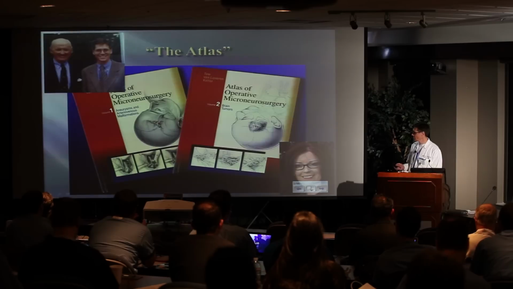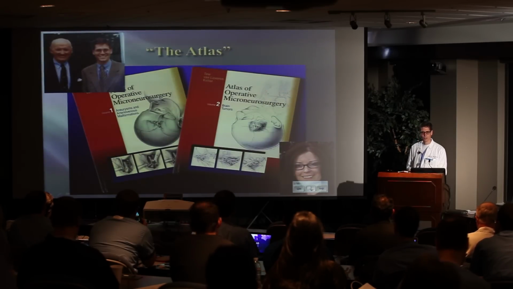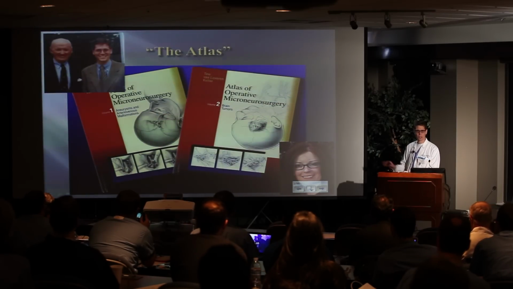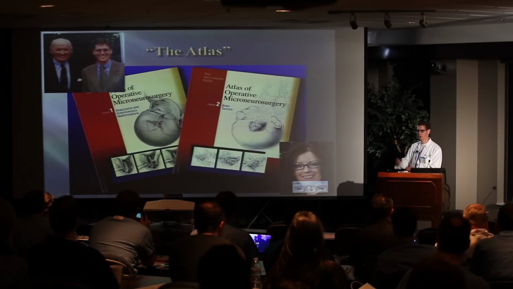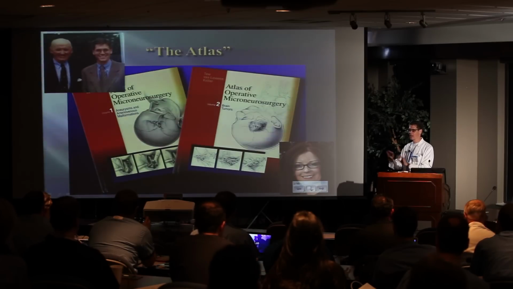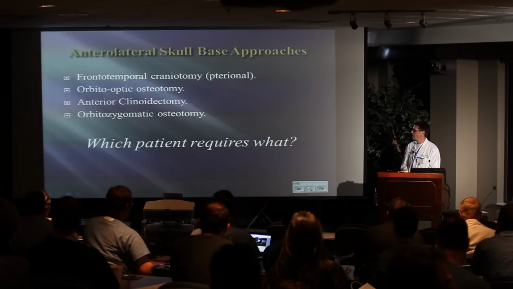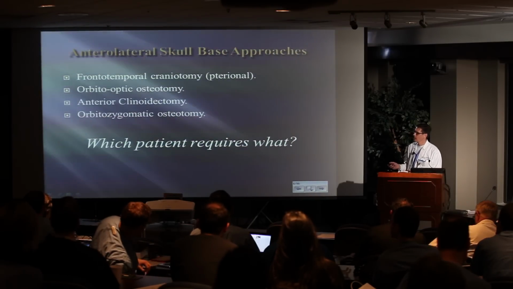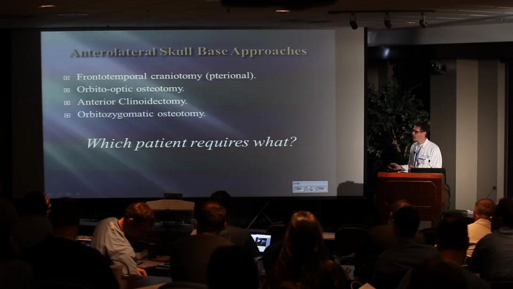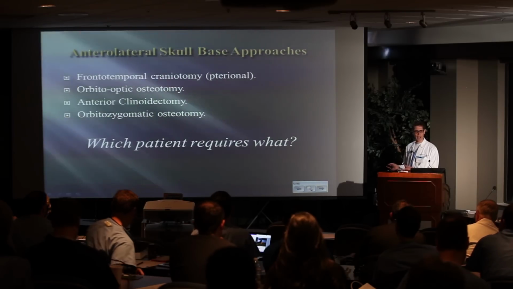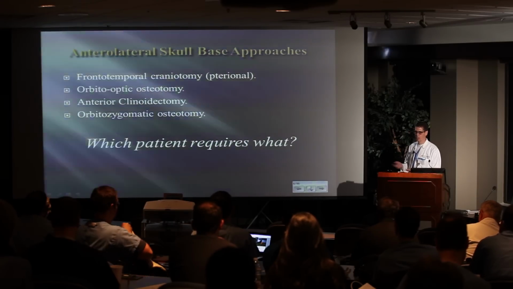This is Tanya Hines, who's the artist who drew most of these pictures. And she's just an incredible artist. You can show her this bloody video, and she would make these fantastic drawings that you'll get to see today. And what we're going to talk about is frontotemporal craniotomy, orbital optic osteotomy, anterior clinoidectomy, and orbitozygomatic.